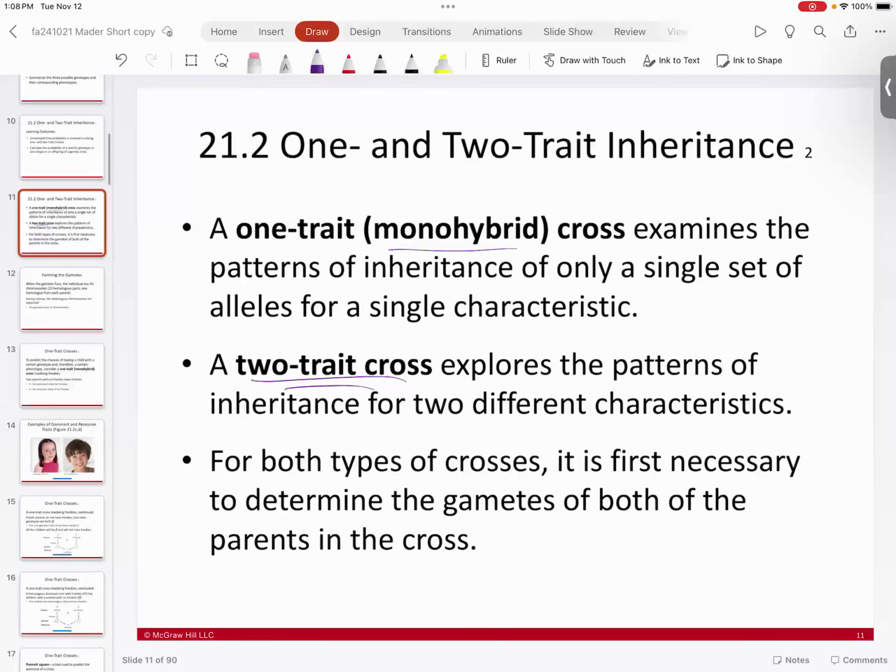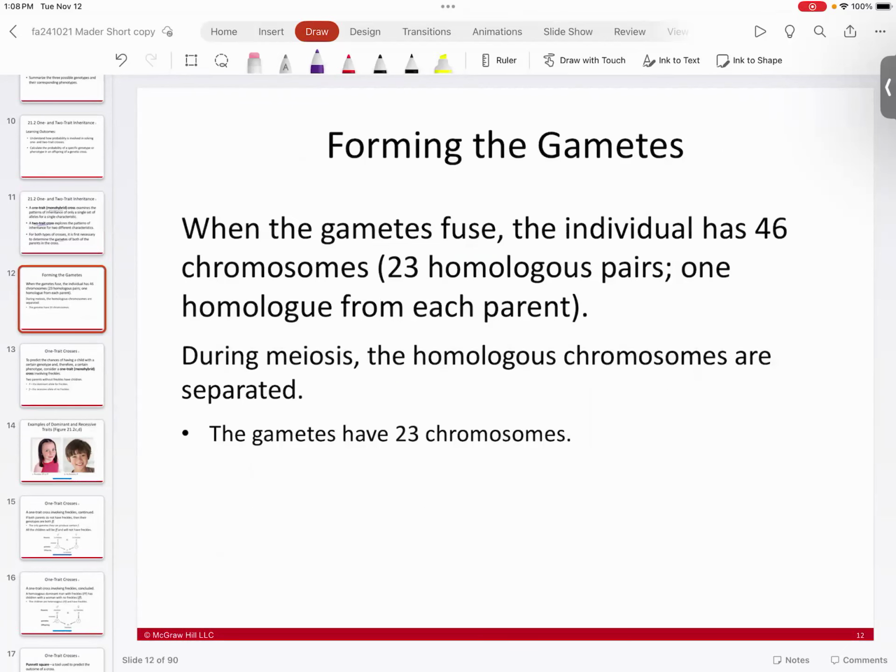And so we'll have maybe hair color and eye color at the same time or something of that nature. And so this will be two different characteristics. Both of these crosses are necessary for the gametes to be able to move forward to the next generation. So basically, you'll get your determination from the gametes that your parents give you. So you are what your parents have given you.